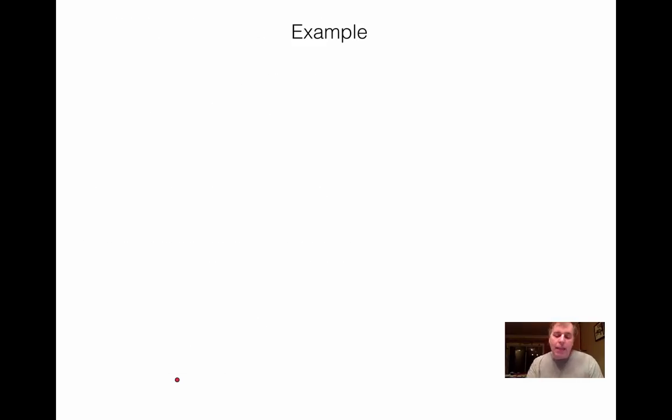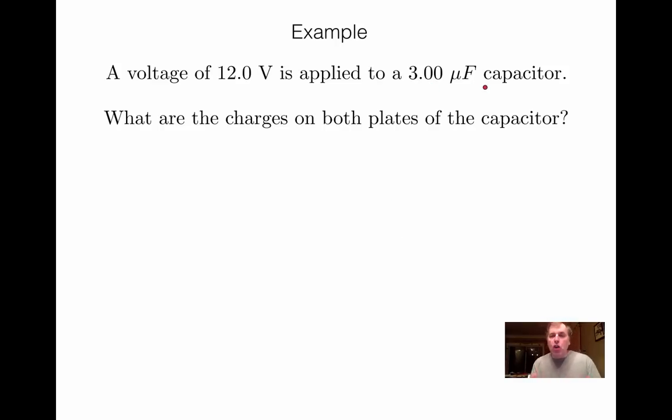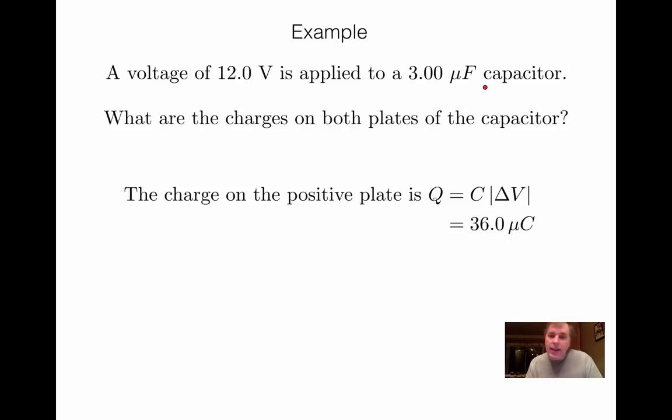Okay, let's do a quick, very simple example. Let's say you have a capacitor of 3 microfarad and you connect to it a 12-volt battery. Question: what would be the charges on the 2 plates of the capacitor? Well, the charge on the positive plate is given by the equation we saw. It's just Q on the positive plate is C times delta V.